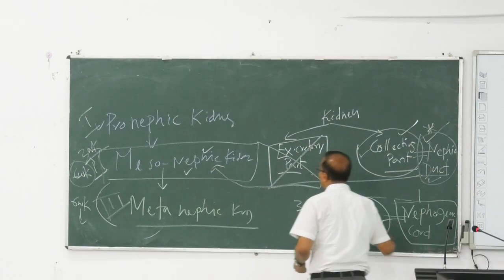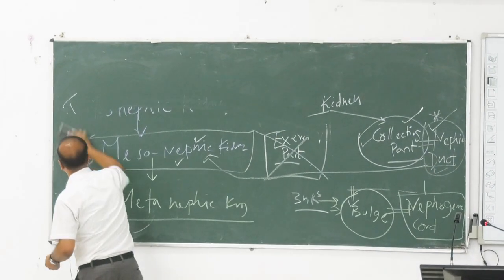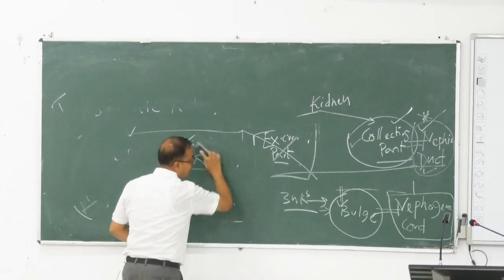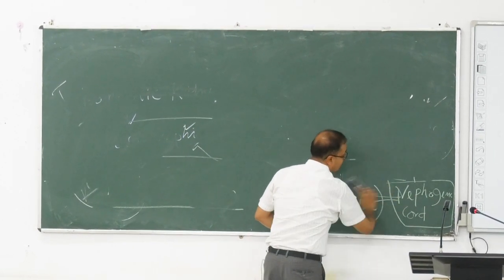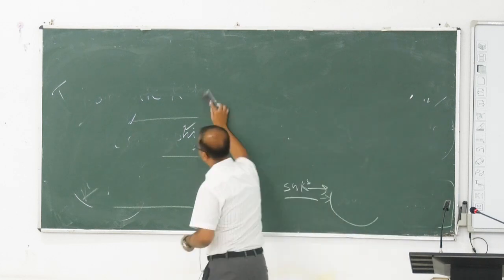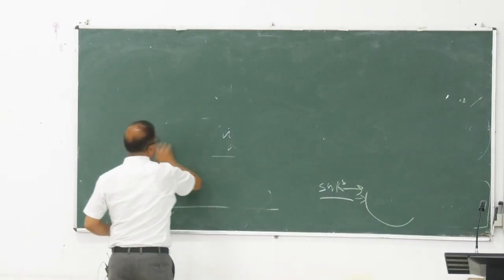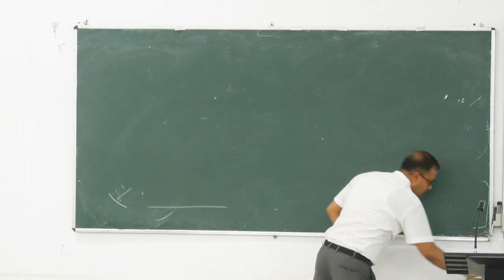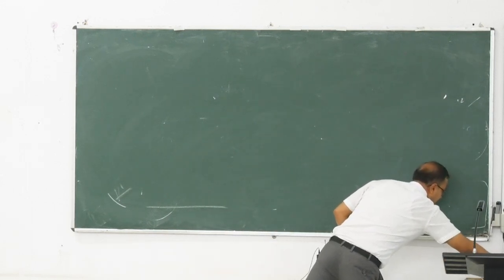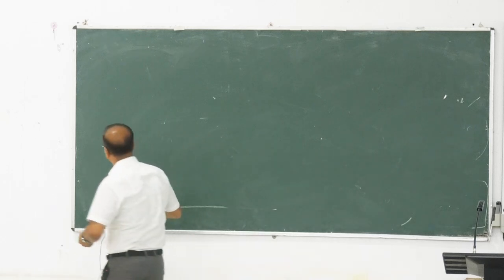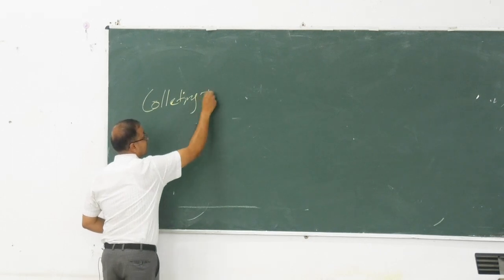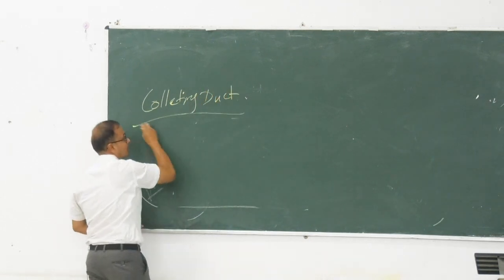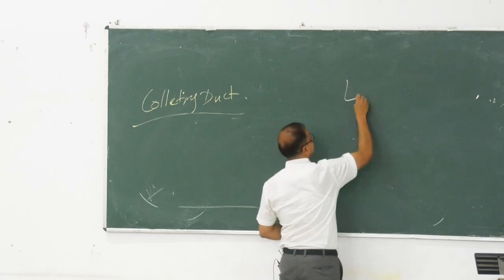So this is what we have to talk about, a little detail about the development and the functional components of this adult kidney, the metanephric kidney. As we have mentioned, the metanephric kidney, or any form of kidney, has two systems, which we call the collecting duct system and the excretory system.